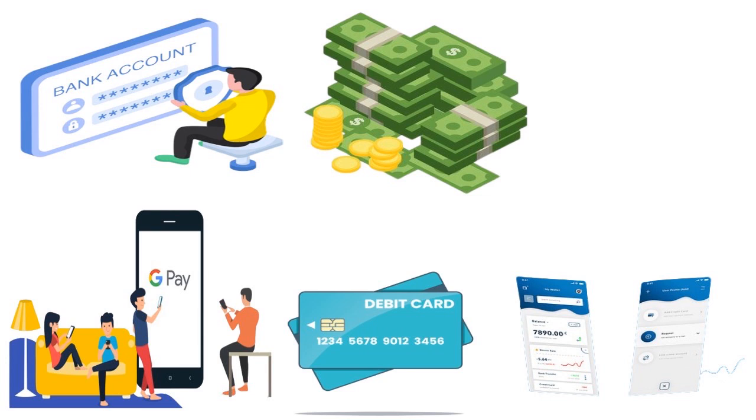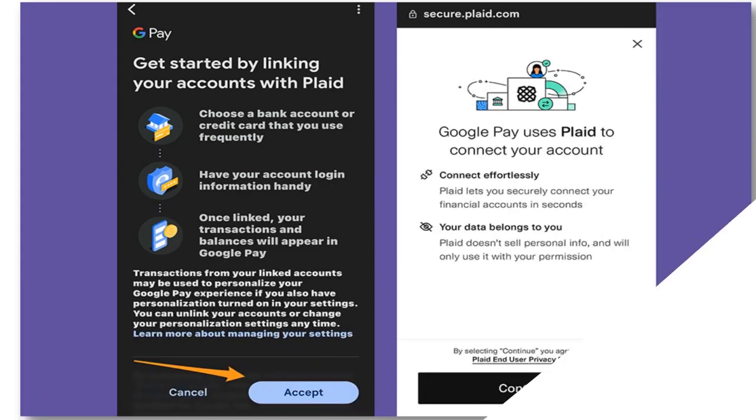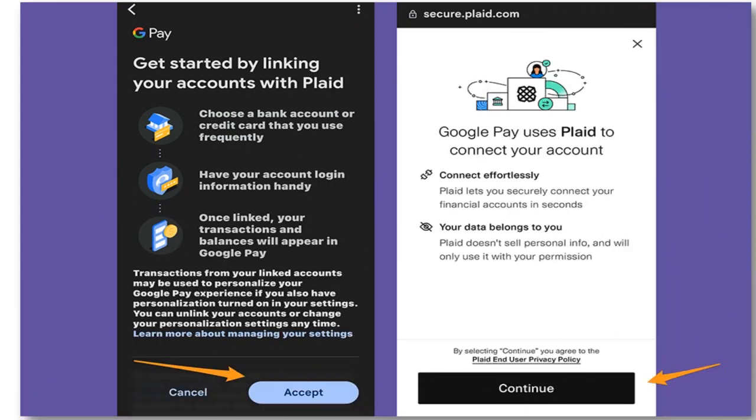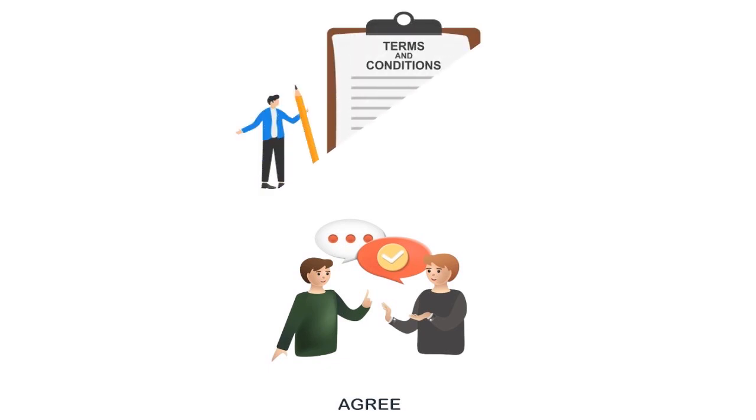Next, Google Pay uses Plaid, a third-party service, to obtain transaction and balance information from your account. So select accept to agree, then continue on the next screen. And it's one of those steps where you have no choice anyway, because you have to agree. Otherwise, you're not going anywhere. So here's the next screen. You can see that on the next screen, accept the terms and conditions to continue. So you got to accept the terms and conditions.